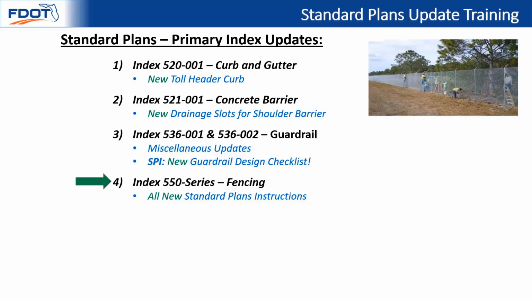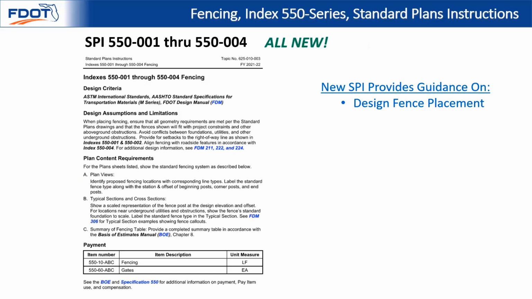Okay, so moving on to Index 550 series for fencing. We've added all new standard plans instructions, and so we'll just briefly walk through what's included in that. As you can see, we've displayed the whole standard plans instructions at the left. And so the idea is that for standard plans index 550.001, 002, 003, and 004, we've provided some general design information as a good starting place for designers.